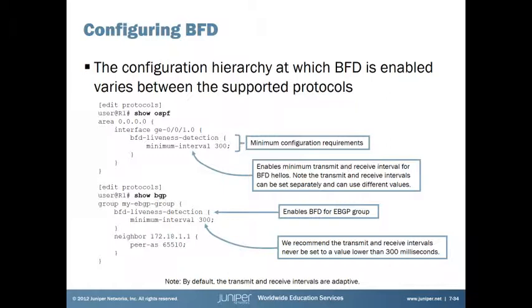Okay, so the configuration hierarchy at which BFD is enabled varies between the protocols. Under OSPF, we are here under the area interface hierarchy: bfd-liveness-detection minimum-interval 300. These are the minimum requirements. It enables the minimum transmit and receive interval for BFD hellos. Transmit and receive intervals can be set separately and can use different values.